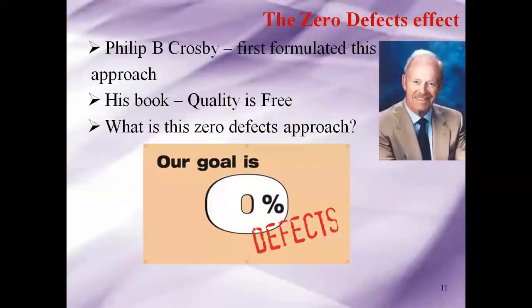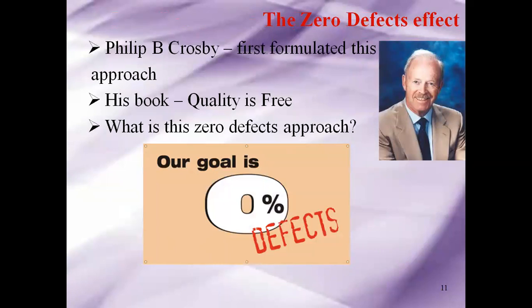There is a person called Philip B. Crosby. He first formulated this approach called the zero defects approach. His book is Quality is Free. Please go through this book. It's a fantastic book. I've read it and I liked it very much, especially when I was doing some auditing of documentation projects for CMMI in a company which was going in for documentation. I was an auditor, both internal and external. I read this book at that point of time, and it was fantastic. Please go through it whenever you find time, if it's available, and you need to know this.